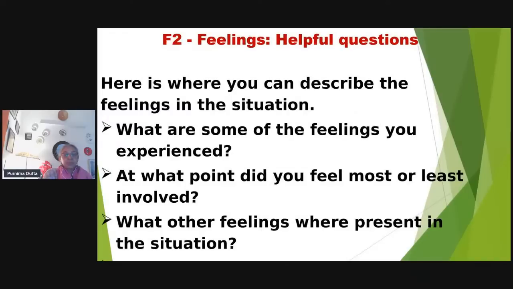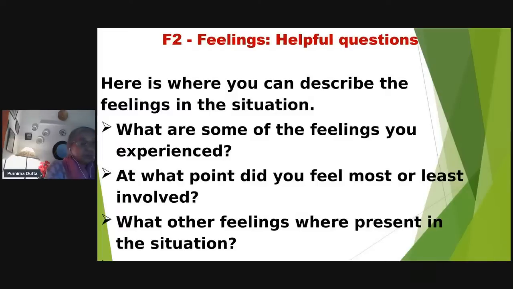F2, here is where you can describe the feelings in the situation, right? You can describe the feeling. Feelings can guide you to fully understanding the situation, and so your learning is better grounded in the experience. Were you feeling helpless? Or in a good scenario, were you feeling in control, right? Then the next one will be findings. What is it that made you feel in control, right?